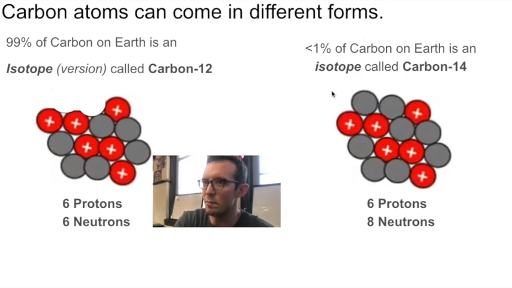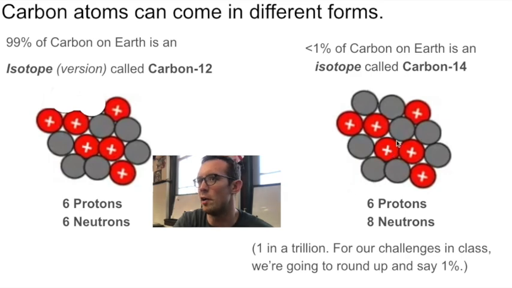In this version, when we say it's extremely rare, it is extremely rare. Out of all the carbon atoms on our planet, about 1 in every trillion carbon atoms is a carbon-14 atom. That said, to make our math a little bit easier today, we're going to round that up, and we're going to say approximately 1% of carbon on Earth is carbon-14.